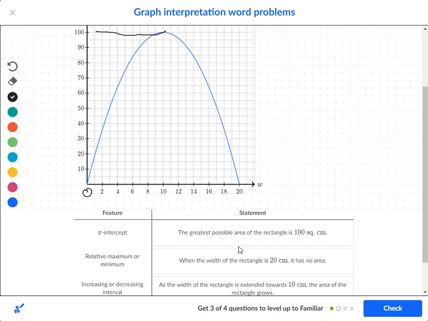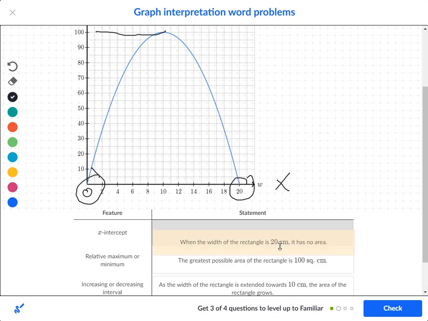So it says the greatest possible area of it is 100. It says when the width of the rectangle is 20, there's no area, as the width of the rectangle extends toward 10 centimeters. So notice the number 20 was mentioned, and we want to do the x-intercept. Remember the x-intercept, that's the x-axis, that is your domain, you can drive on it. So we start at 0 and we end at 20. So there's that number 20 being mentioned here. So that's going to be my x-intercept, so I can slide that panel there.